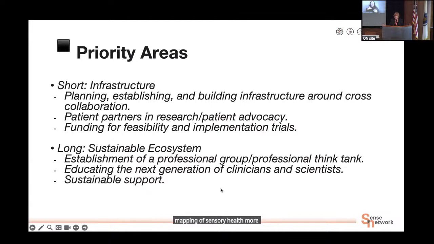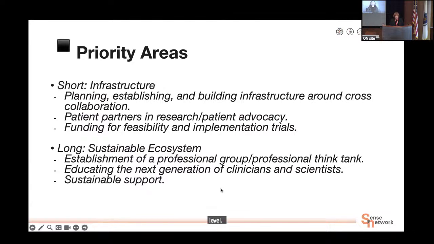And so what we identified as priority areas was really an infrastructure for policy. And this includes things like planning, establishing, and building an infrastructure around cross-collaboration across people doing work in all different sensory areas, as well as the diseases that sensory dysfunction can lead to. Ensuring that there are patient partners in research and patient advocacy at every step of the way, and understanding and establishing a process for funding for feasibility and implementation trials, because these are often not things that federal funding agencies are willing to support at that level.